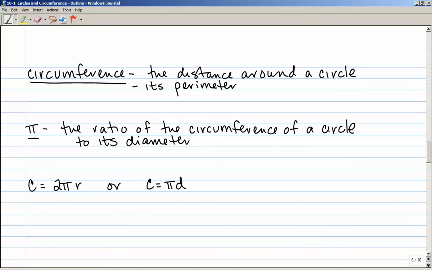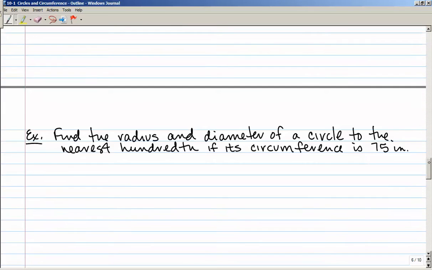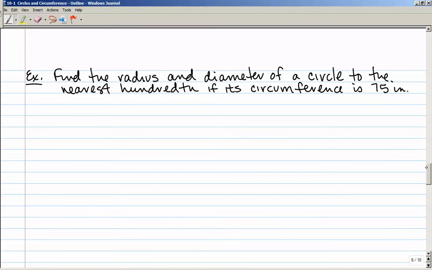And here's two formulas you should memorize. The circumference equals 2 pi times the radius, so 2 times pi times the radius, or the circumference of a circle equals pi times the diameter. Notice they're basically the same because 2 radii are the same as 1 diameter. So let's take a look at a couple examples here.